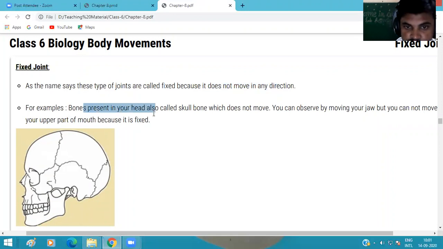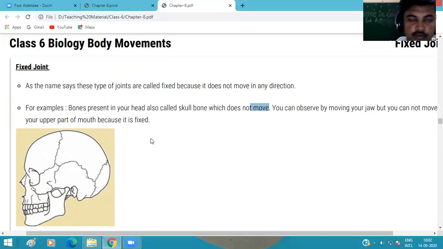The bones present in our head are called skull bones, and they do not move. You can observe this by moving your jaw. Our lower jaw moves in one direction, but the upper jaw does not move because it is fixed. So this type of joint, where bones are joined together and don't move in any direction, is called a fixed joint.